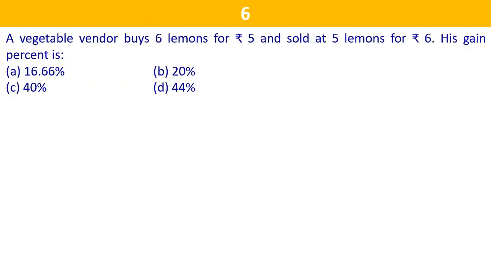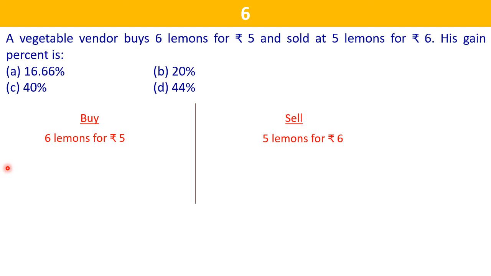Problem number 6. A vegetable vendor buys 6 lemons for rupees 5 and sells 5 lemons for rupees 6. Find his gain percentage. Now he is buying and he is selling. What is he buying? He is buying 6 lemons for rupees 5, and what is he selling? He is selling 5 lemons for rupees 6. Now the basic difficulty with this question is that his buying quantity and selling quantity are not equal.